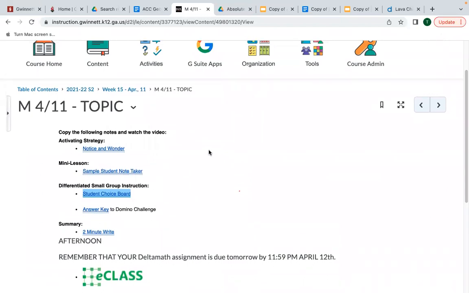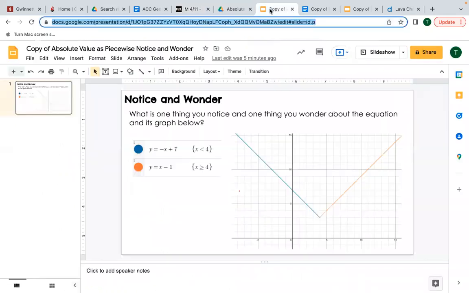So today we're going to do a couple of things with absolute value. If you missed some of the notes before spring break, make sure that you go back and copy those down. I'm going to post a video on that just in case you need it a little later today. Okay, so notice and wonder. What is one thing that you notice and one thing that you wonder about this equation and graph below?